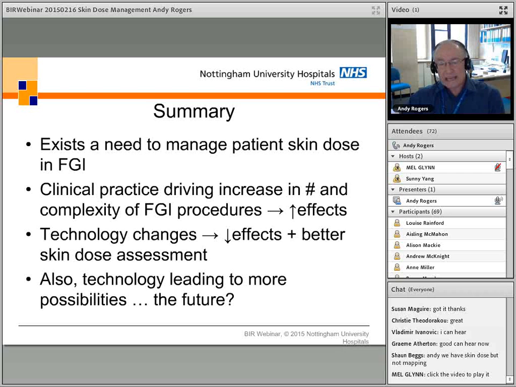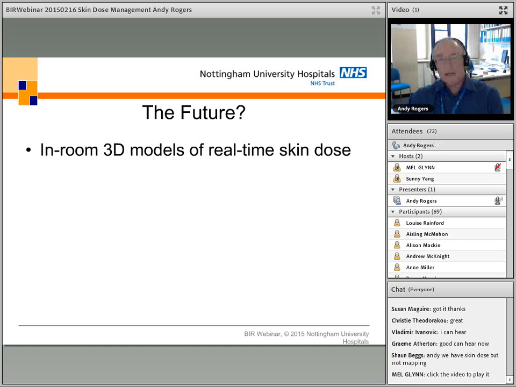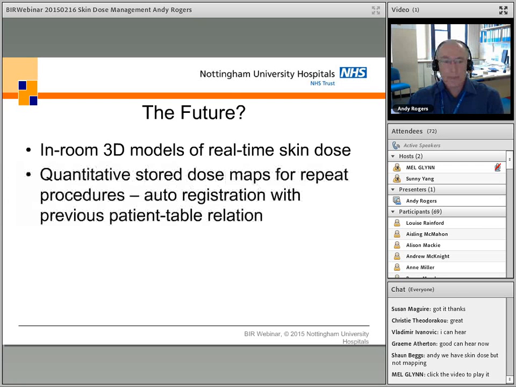So what are we looking at in the future? Well, my short-term summary of the future is something like this. In-room 3D models of real-time skin dose, and I think that's an X-ray equipment issue. Quantitative stored dose maps for repeat procedures, and wouldn't it be great when we pull them back that they could auto-register with the previous patient position. Real-time alerts, so we all know to go running after the patient, say, come back, I've got a leaflet for you.